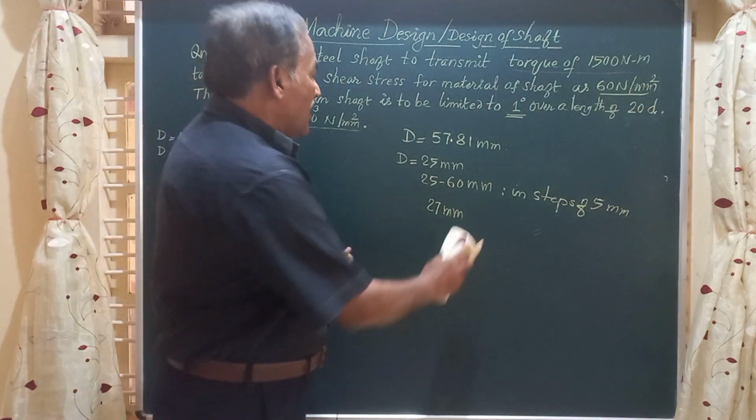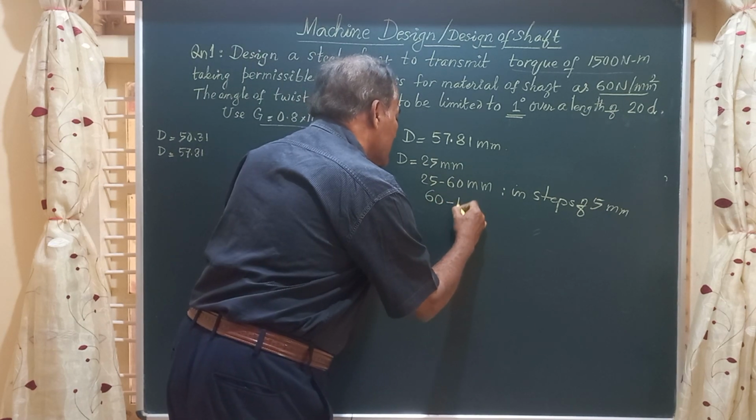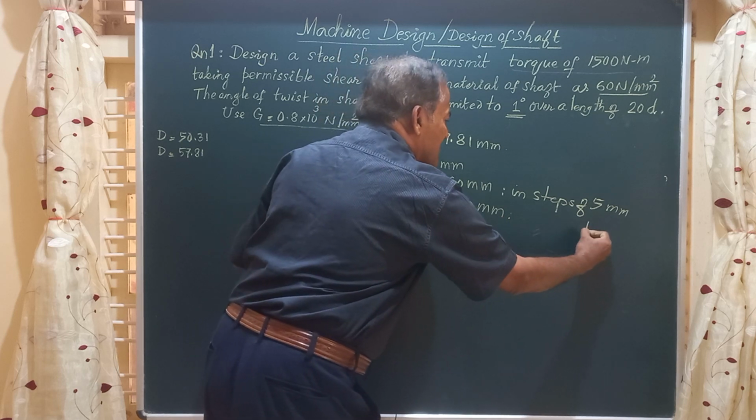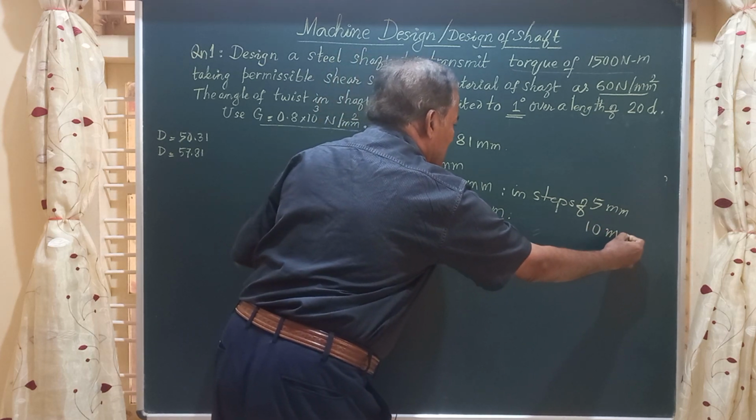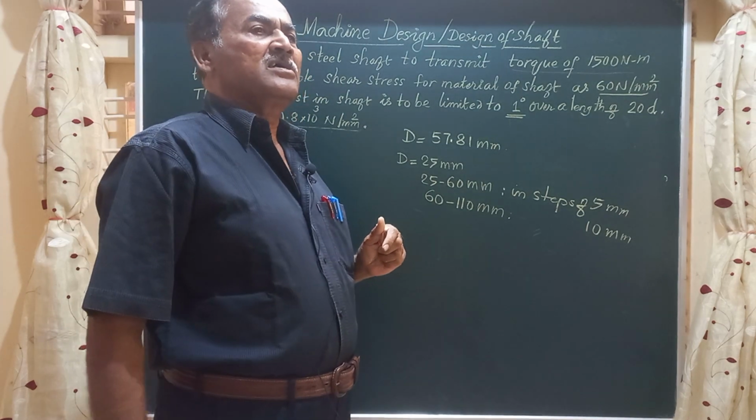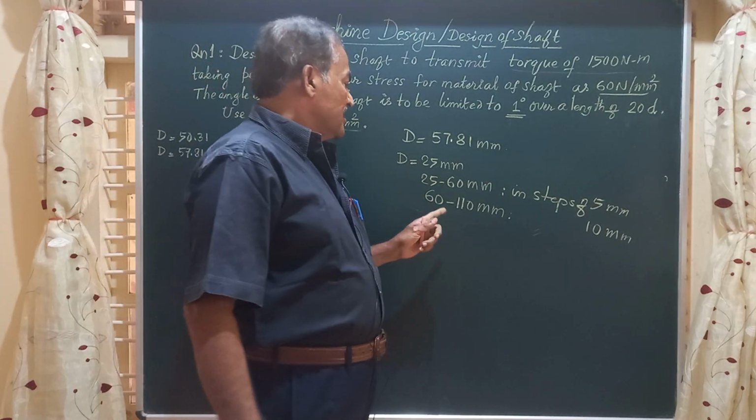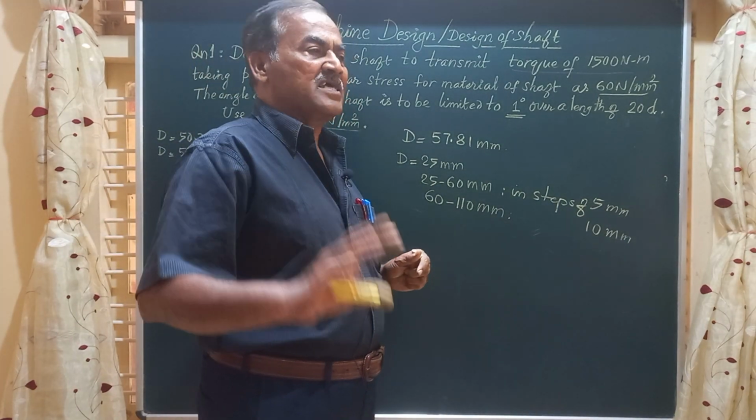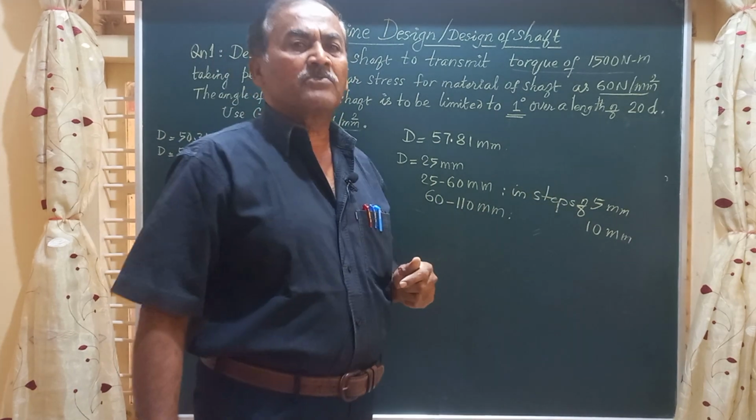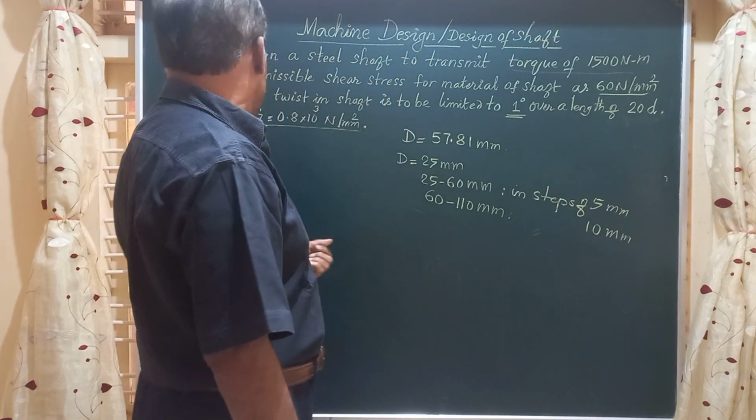And after 60, from 60 to 110 millimeter, it will be generally in steps of 10 mm. Like, suppose you got 68 mm, take 70 as the standard size, 78 mm, take 80 as the standard size, 82 mm, take 90 as the standard size. Like that, beyond this 110, it will be generally in steps of 20 millimeter.